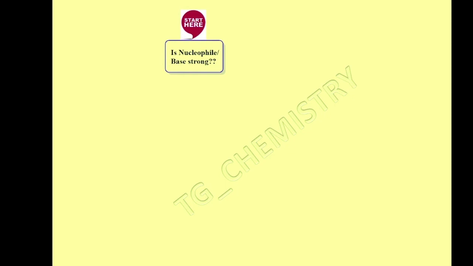So this can have two answers right now. If yes, the nucleophile or base is strong, then definitely the reaction is going to follow the bimolecular pathway. That means that the substrate and the nucleophile or base will appear in the rate determining step of the reaction. So it can be either SN2 or E2.